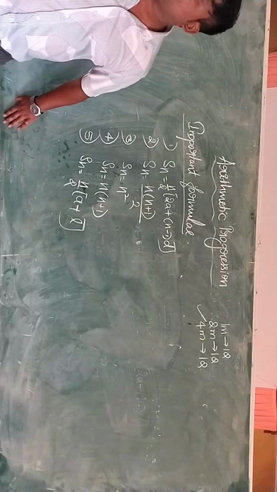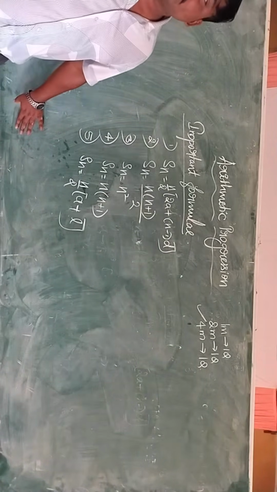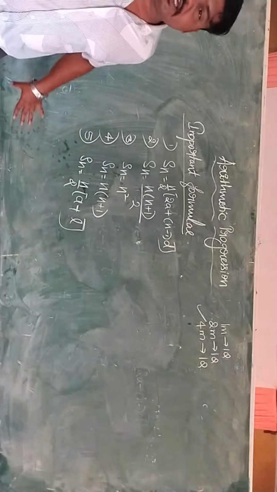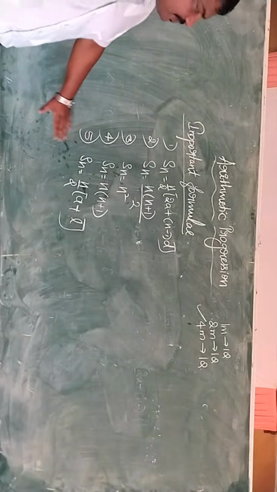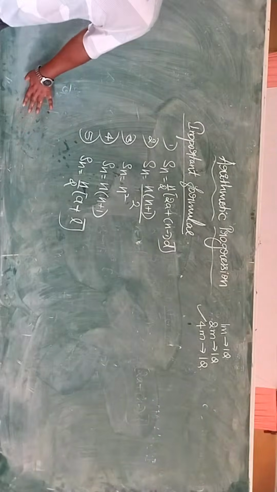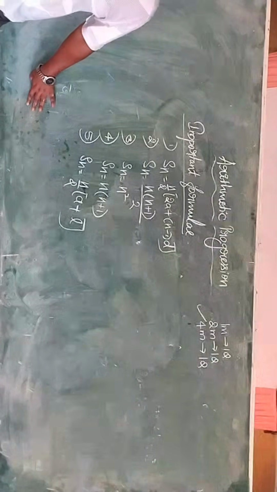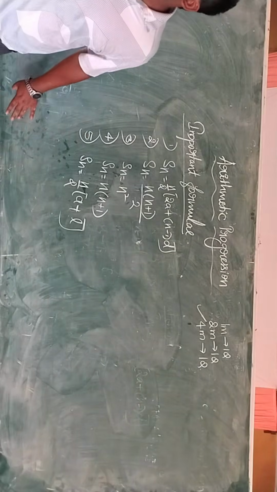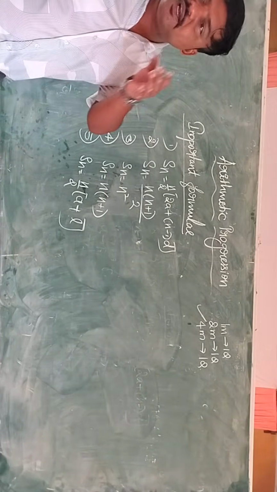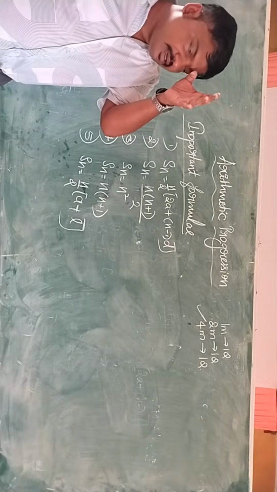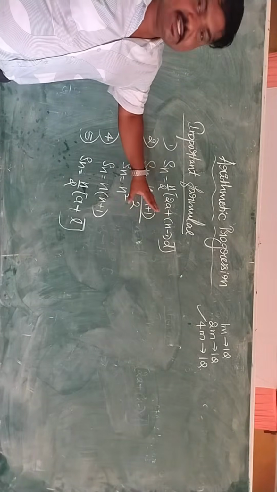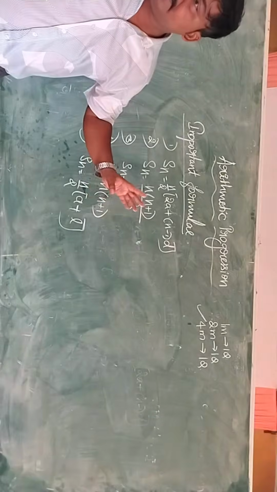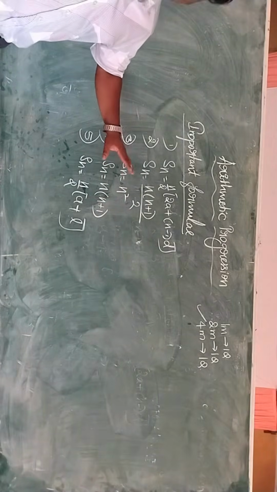In any progression, if the difference between any two consecutive terms is the same, such a progression is called an arithmetic progression. The general form of an AP is a, a plus d, a plus 2d, and so on, a plus (n minus 1) into d. Here, a plus (n minus 1) into d is called the last term, that is Tn. Tn is equal to a plus (n minus 1) into d.